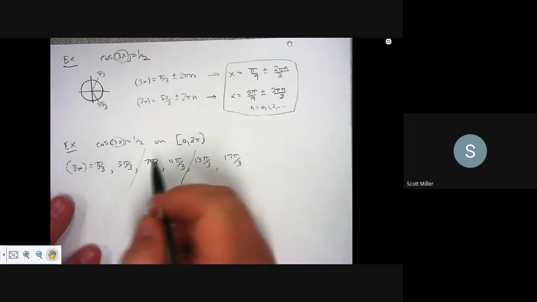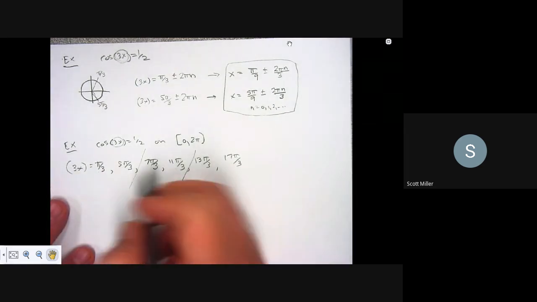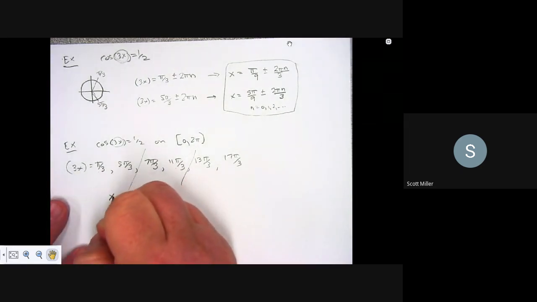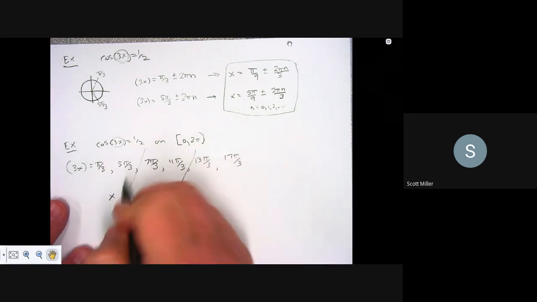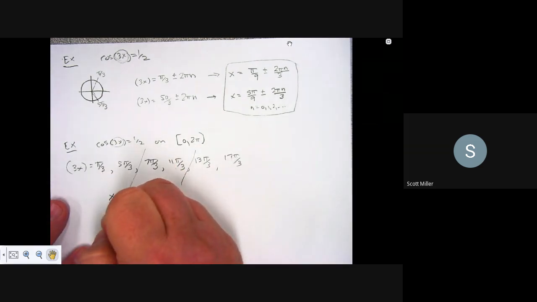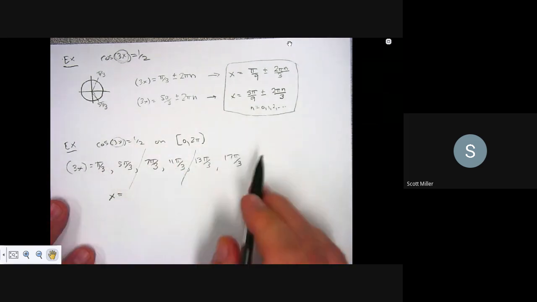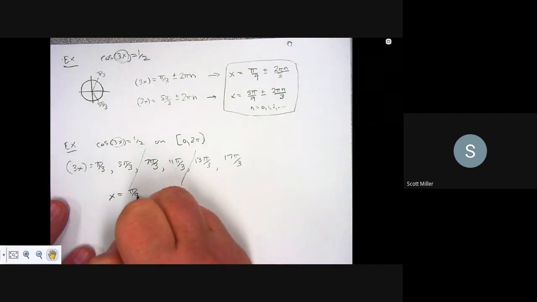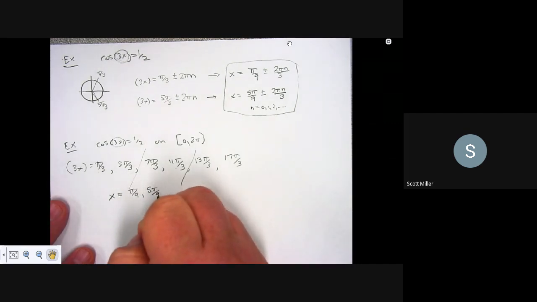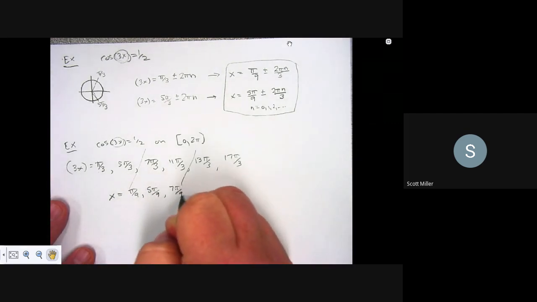So then to finish this out, to get the answers for x, all the angles in this interval that satisfy this condition, this equation, divide all of these numbers by 3. And so that's pi over 9, 5 pi over 9, 7 pi over 9, and so forth.